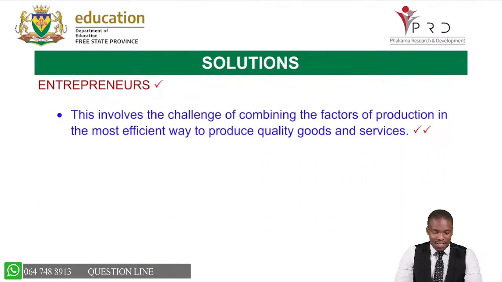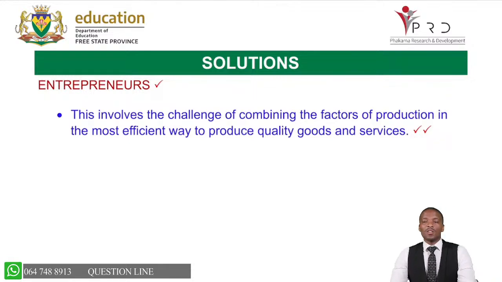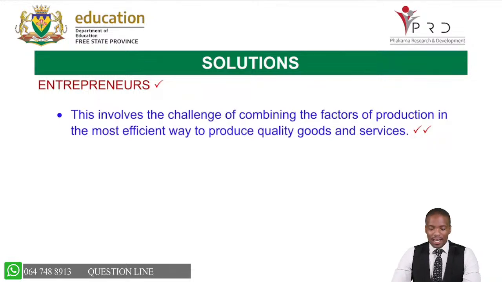Entrepreneurs: this involves the challenge of combining the factors of production in the most efficient way to produce quality goods and services. More entrepreneurs, more supply, more production of goods and services. Economic growth takes place. That will lead to economic development. You could have also mentioned that the cost of doing business should be lowered. You also mentioned the efficiency and effectiveness of markets and of inputs. All those also give you 4 marks.